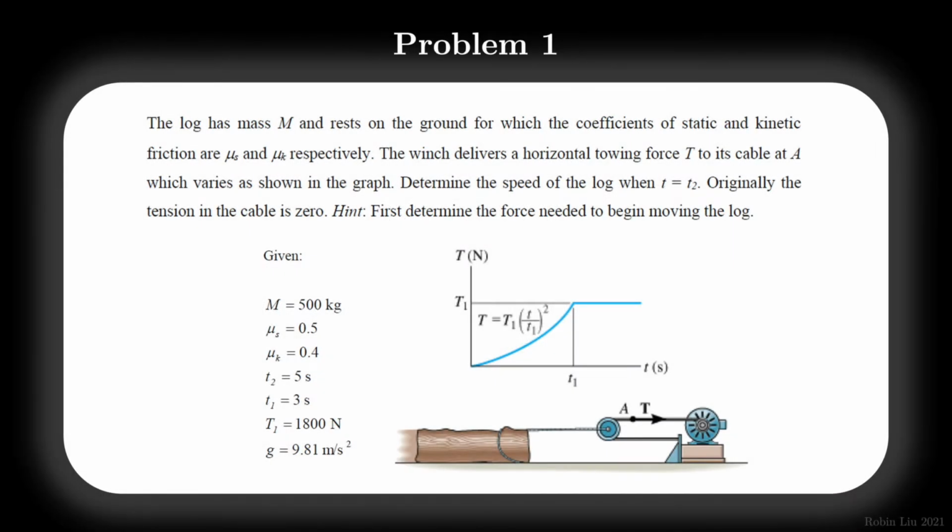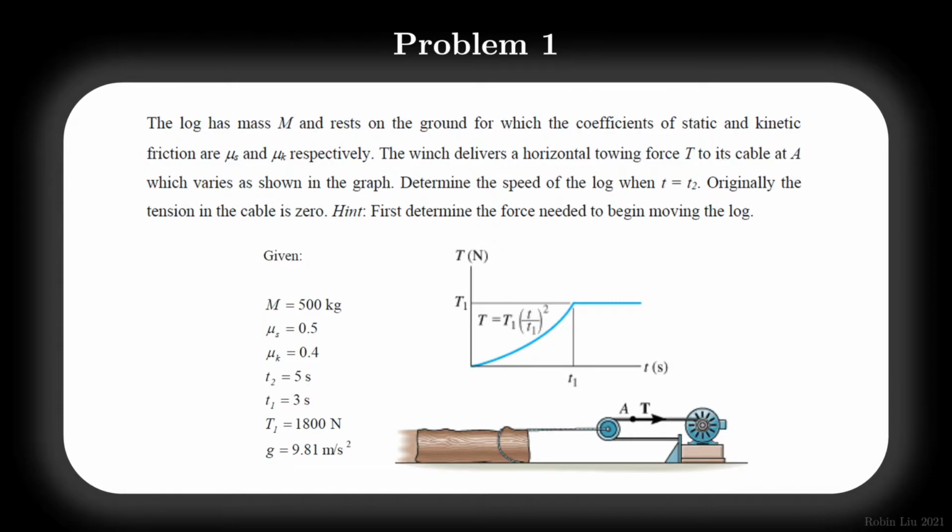The first problem states, the log has mass m and rests on the ground for which the coefficients of static and kinetic friction are μs and μk respectively. The winch delivers a horizontal towing force T to its cable at A, which varies as shown in the graph. Determine the speed of the log when T equals T2.